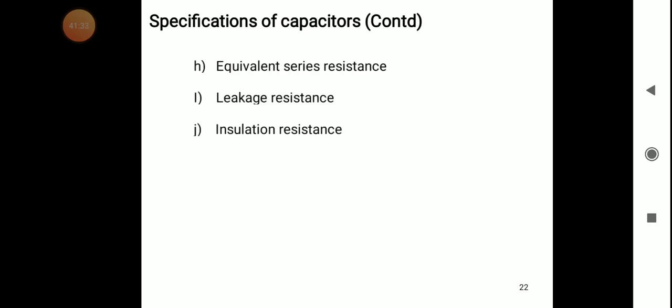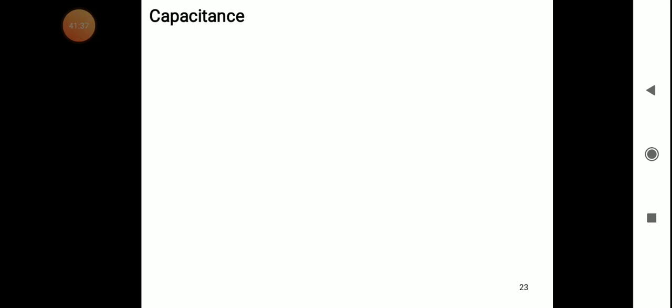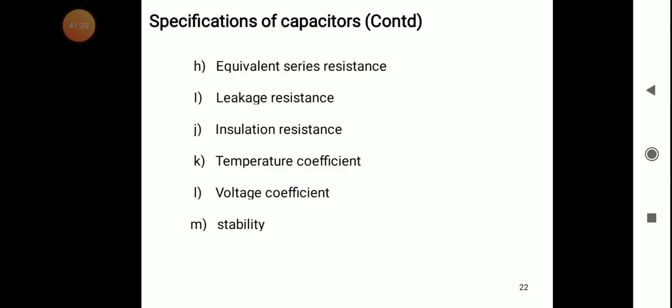The other one is equivalent series resistance. What is the equivalent series resistance? Whenever you use this capacitor in the circuit, we also need to know how much resistance it is offering. If that component offers more resistance, it does not allow current to flow through the circuit, so it may alter the functioning of the circuit. That's why we need to know the equivalent series resistance of the capacitor.